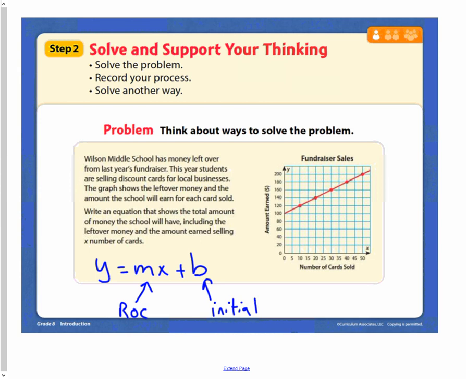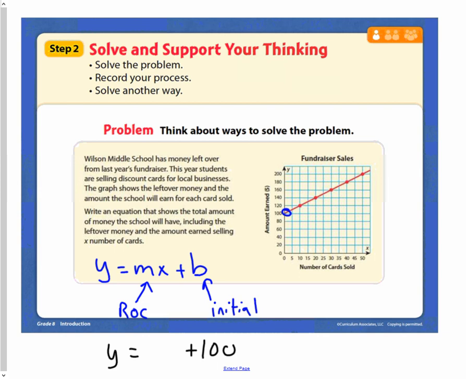So our initial value, you might remember, is where the graph starts, especially if it's all positives. It starts right here at 100. So that means they had $100 to start this thing. So I'm going to put that in for b. So 100. I don't know that middle part yet, that rate of change.